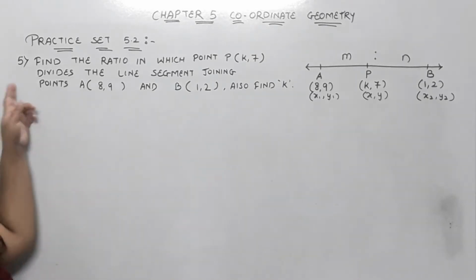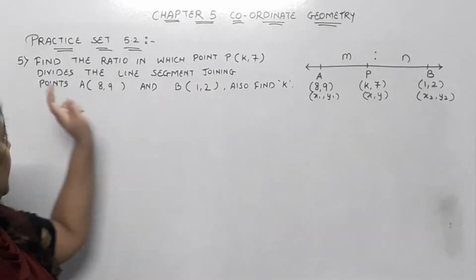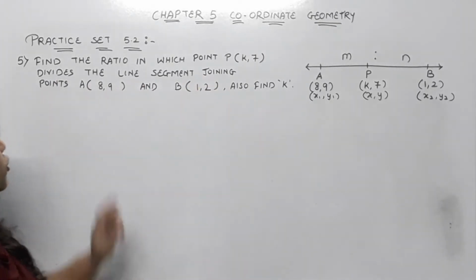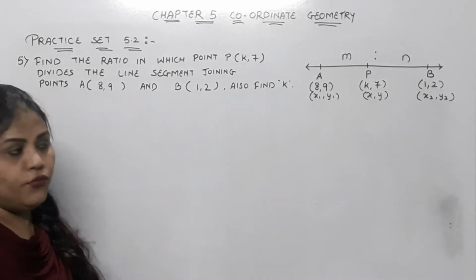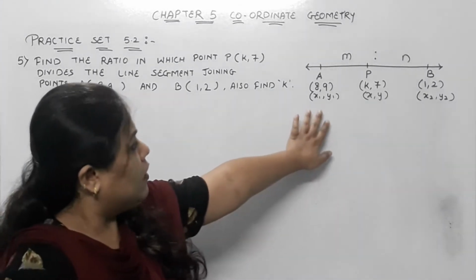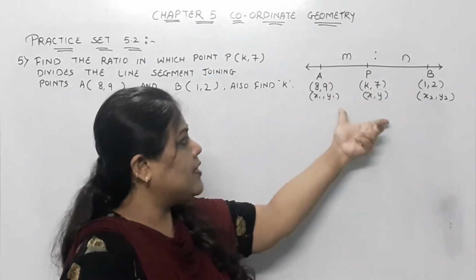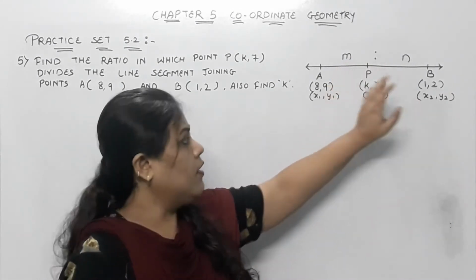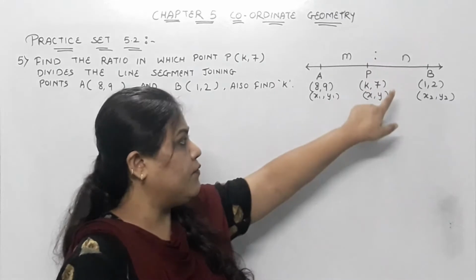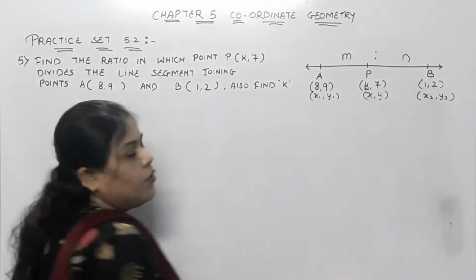See here what is given in 5th sum. Find the ratio in which point P divides the line segment joining point A and B, and also find the value of K. Now here a line segment is given, that is AB. Point P divides AB in certain ratio, that is m is to n. We have to find this m is to n first, and then we'll calculate the value of K also, right?